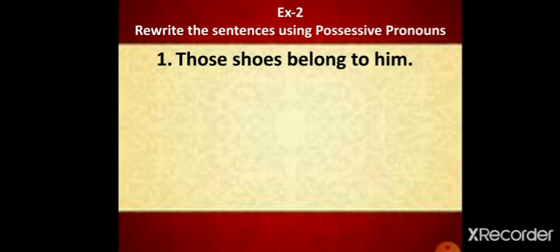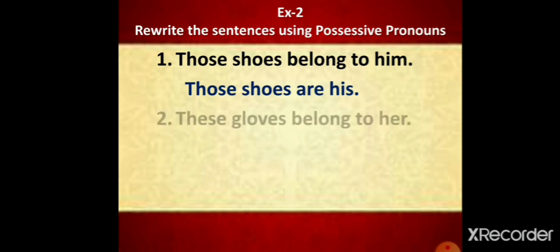So as you can see, इसमें हमने him यूज़ किया है. So that means it is a boy. एक लड़का है जिसके shoes ये हैं, those shoes belong to him. So अगर लड़का है तो that means we can use his. So what can be the answer? Those shoes are his. तो हमने belong to की बजाय possessive case जब use किया his का, so it became his. Those shoes are his.